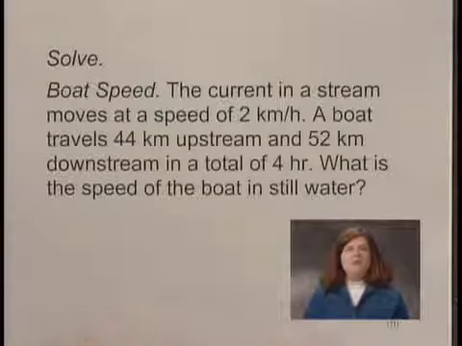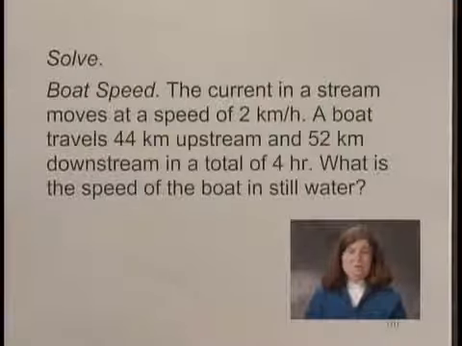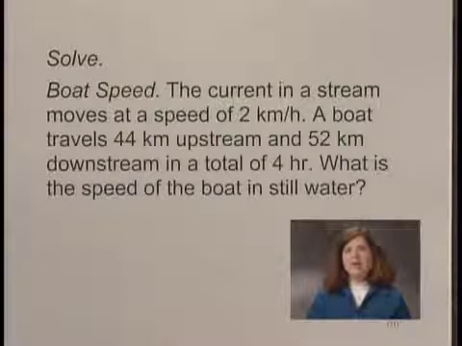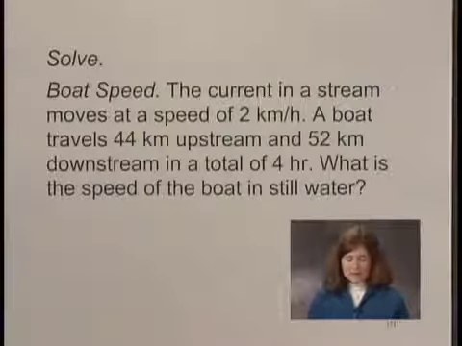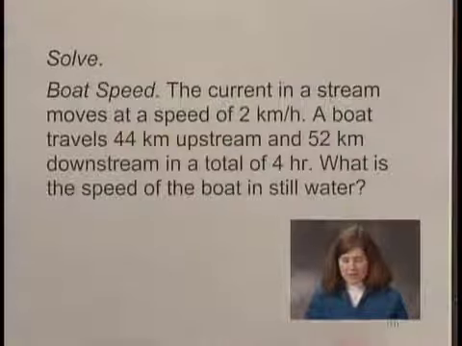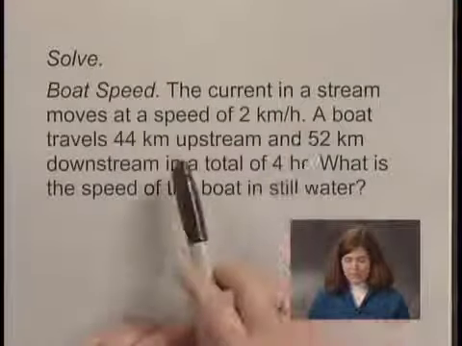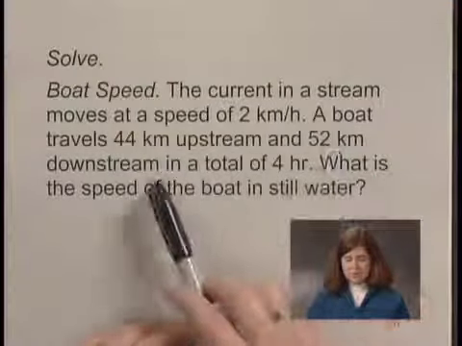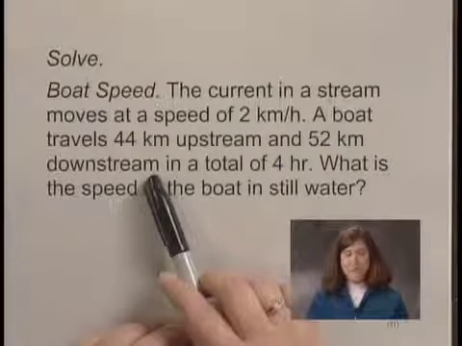Our first step will be to familiarize ourselves with the problem. That could involve rereading it. And whenever we have a motion problem, we're looking at 3 quantities: distance, speed, and time. So let's look at the problem before we write anything down and see what we know about the distance. We notice that the boat travels 44 kilometers upstream and 52 kilometers downstream. The distances are different for both of those, but they're given.